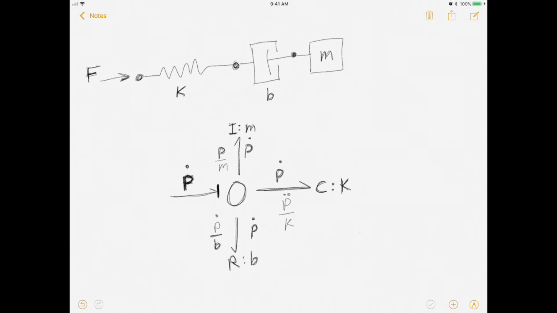We might be interested in this junction right here. We might be interested in what is the velocity of this junction right here when we apply a force to it. So I'm going to designate this empty space for flow as V.